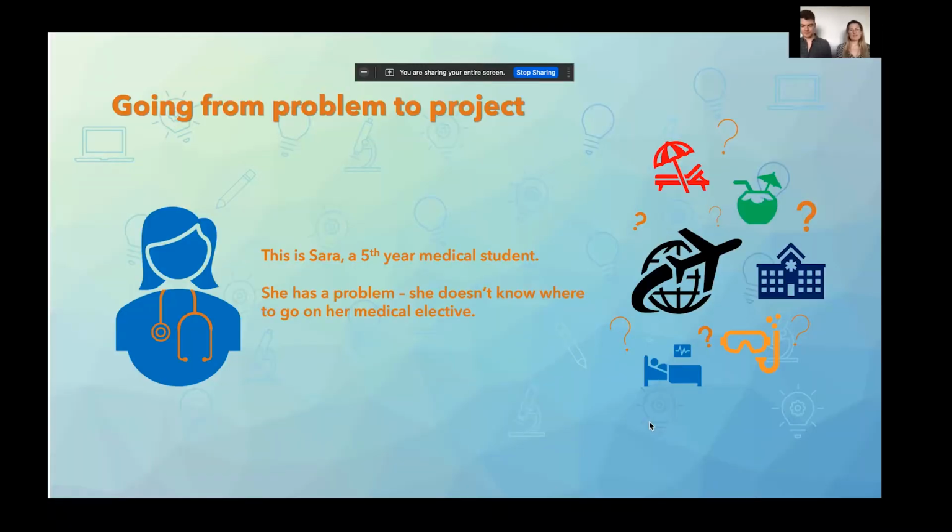Okay, so we're going to start with something abstract to guide you through the process of when you've identified a problem and how to turn that into a research project. So just to start off, this is Sarah. She's a 5th year medical student, and her problem is that she doesn't know where to go on her medical elective. So how can she solve this problem? She needs some evidence for where is the best place for her to invest her time and money to go on that elective. So she needs to turn this problem into a research question that she can then investigate.